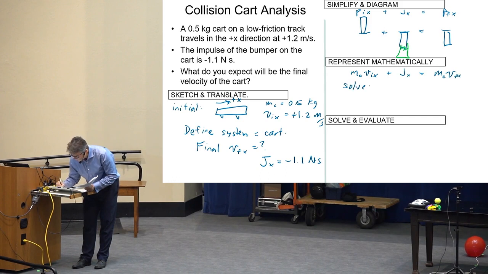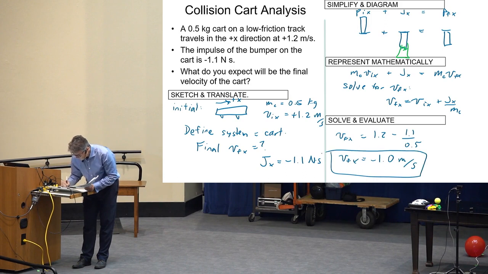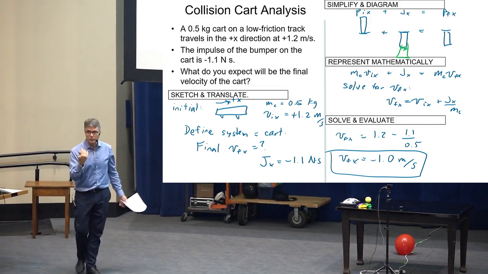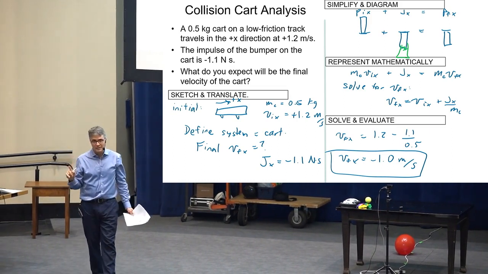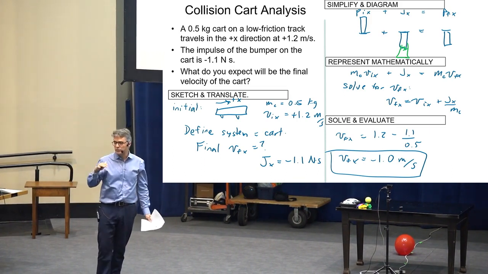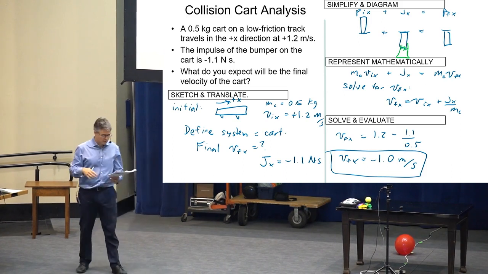You're trying to find the final. V final x is equal to V initial x plus J divided by the mass of the cart. So V final x is equal to 1.2 minus 1.1 divided by 0.5, and I get V final x is equal to negative 1.0 meters per second. So it starts with 1.2 meters per second just before the collision. Just after the collision, it's going backwards with 1.0 meters per second. And when I was testing this out, I tended to find that the speed of the cart just before and just after the collision usually reduced a little bit. I guess I must have lost some energy or something in the collision.